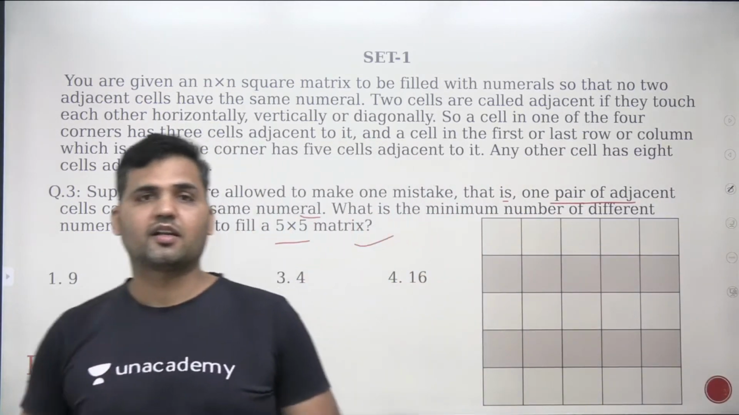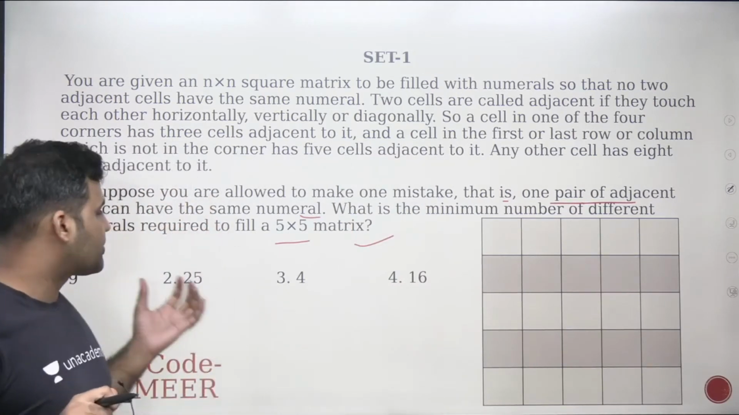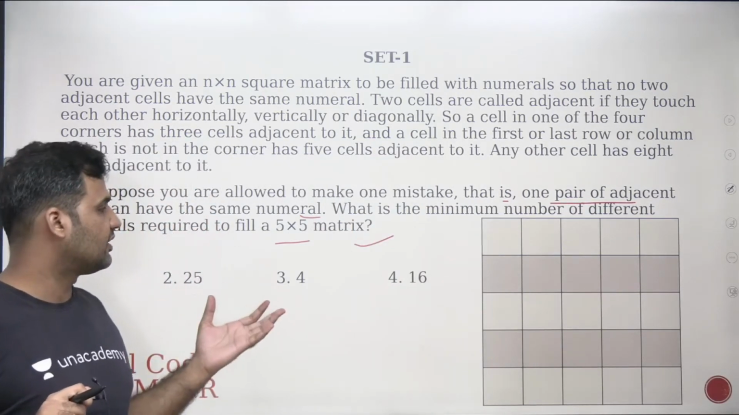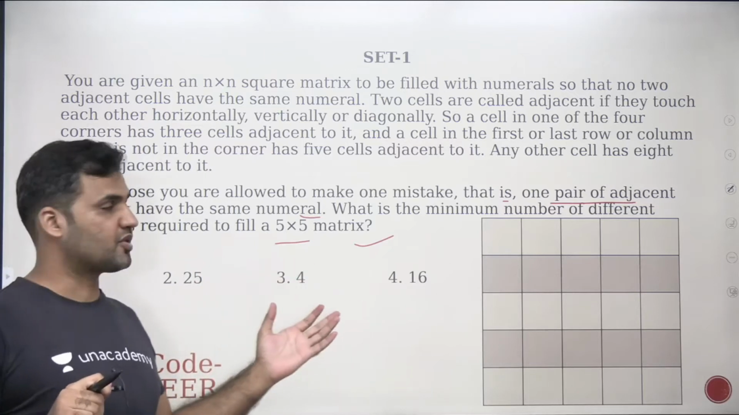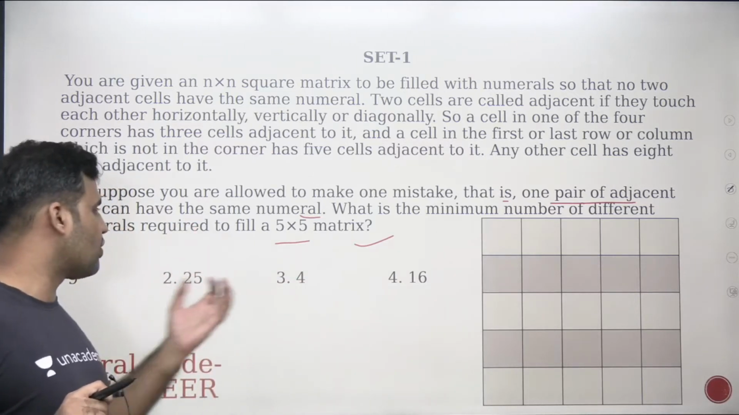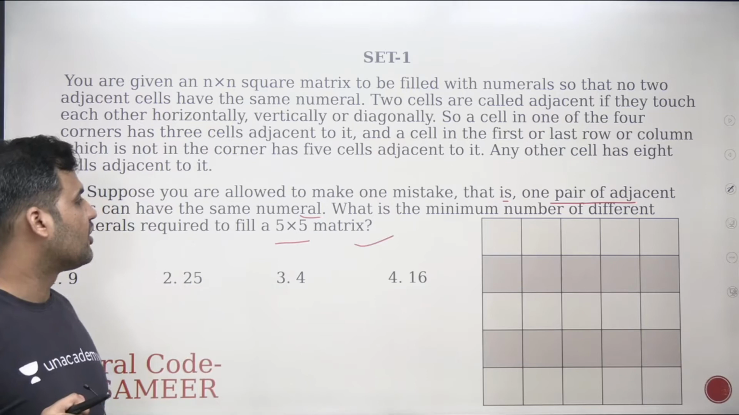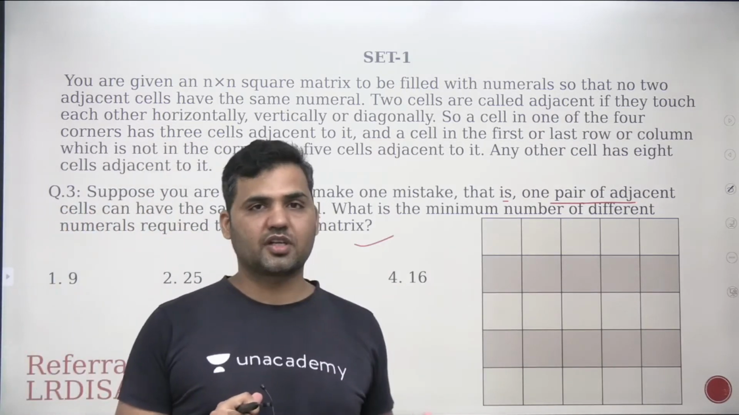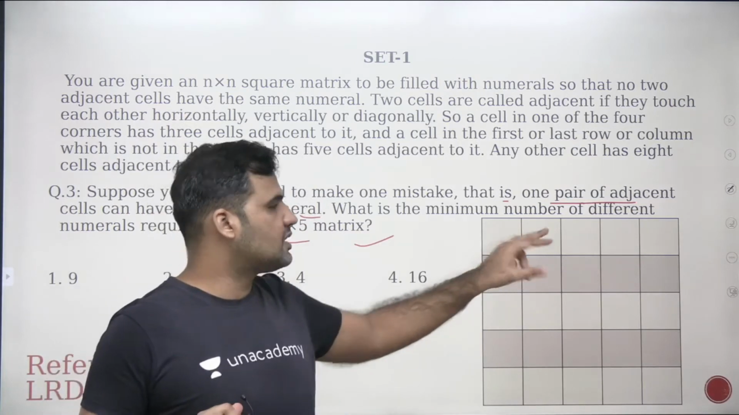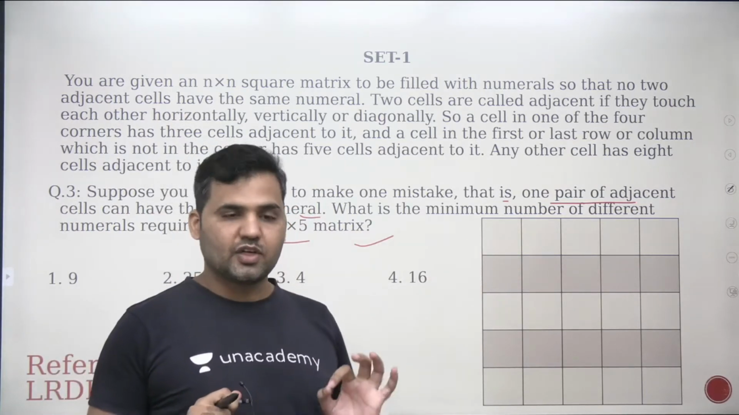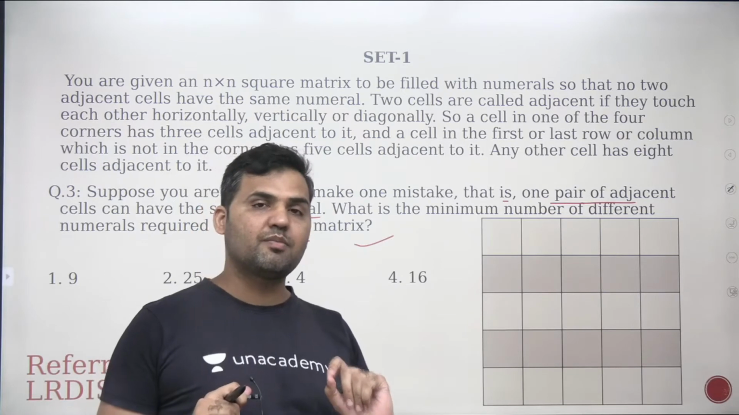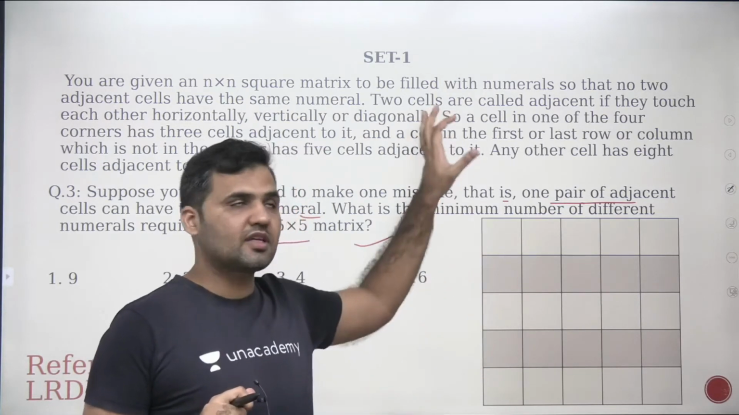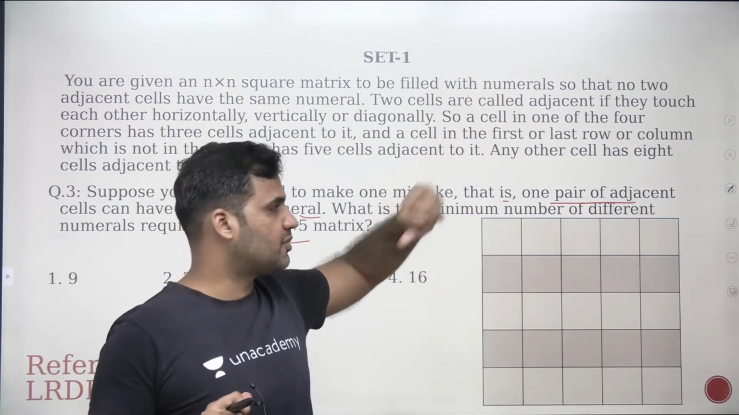Question is good, right? But options are really senseless options, right? There's no point looking at the options. You can answer the question, right? Because the question is saying that now you are allowed to make one mistake. That means in 2 adjacent cells you can place the same number. Once you commit a mistake, you cannot repeat that mistake, right? Then you have to follow all the rules that have been given in the instruction part.